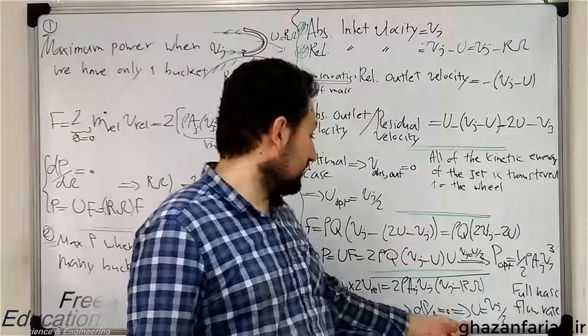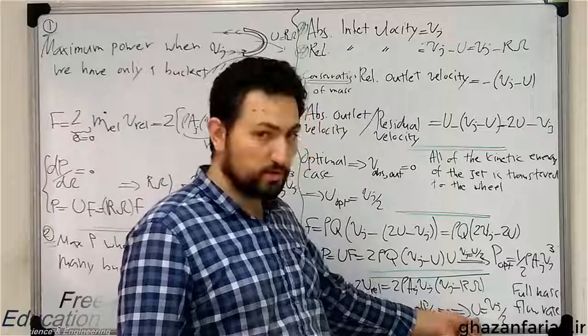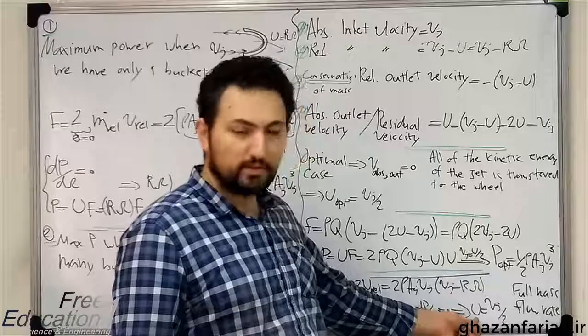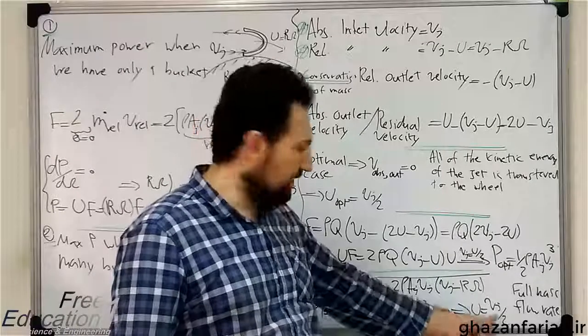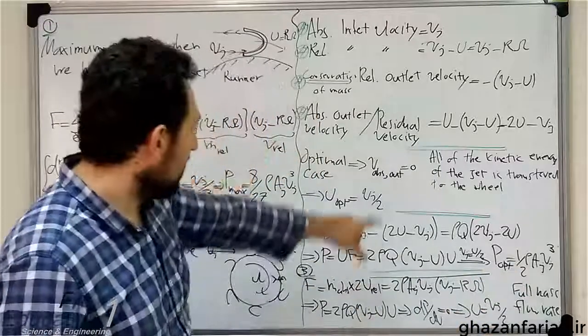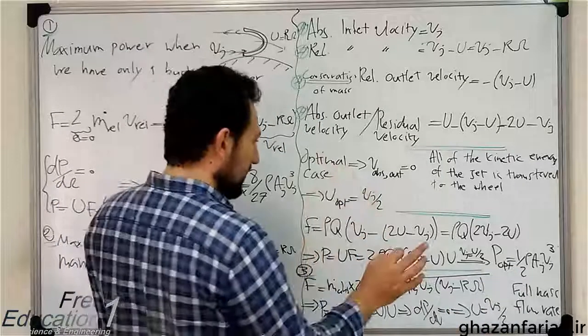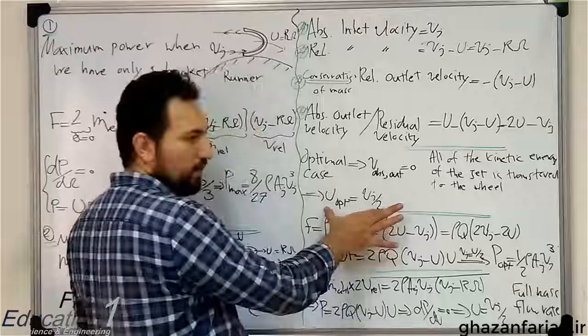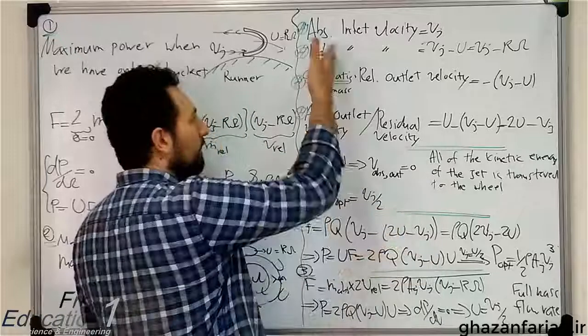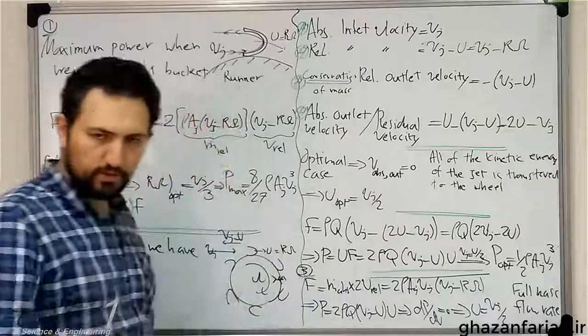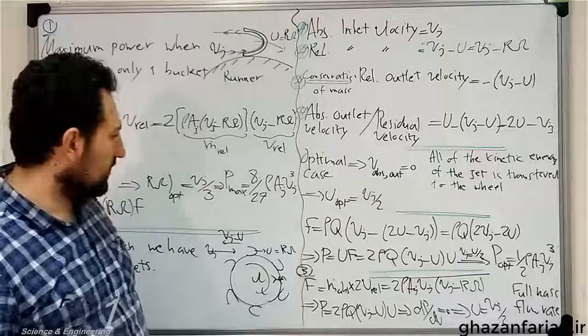This results in this expression, which says that the circumferential velocity is half of the jet's velocity, which is exactly similar to the result obtained using the first solution procedure. So the results are the same.